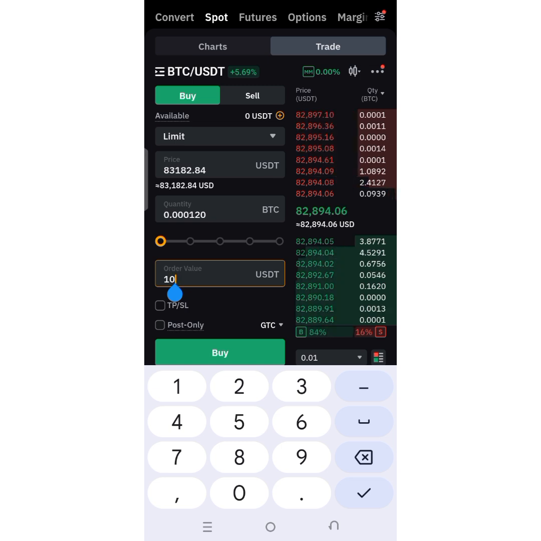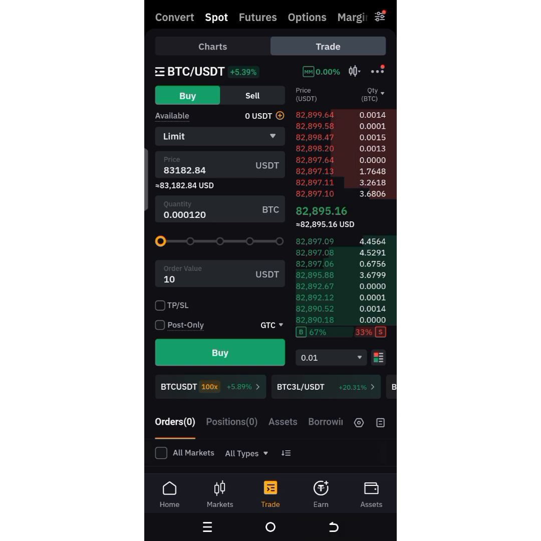$10 will buy 0.000120 Bitcoin. So guys, buy low, sell high. When Bitcoin is high, you can sell Bitcoin. The second option to trade Bitcoin on Bybit exchange is futures.